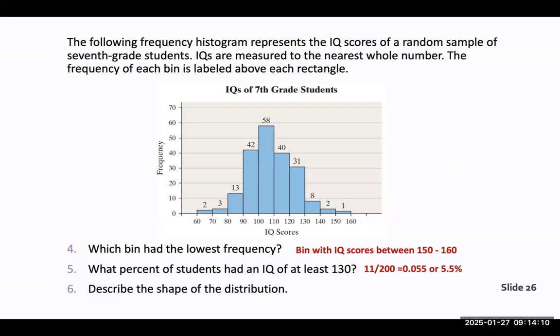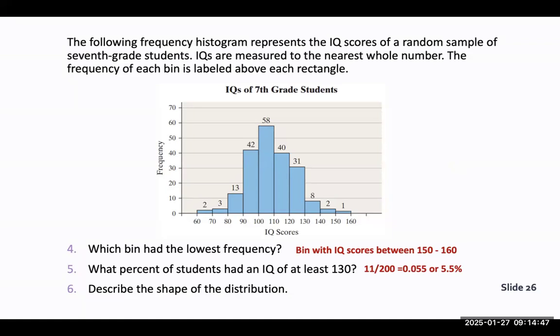Now the question is not how many students, but what percent of students had this IQ. And what we're going to do is take the part over the whole. So we're going to take 11 and divide by how many students there are total, which is 200, and we'll get a decimal. And the decimal is 0.055. If you make that a percent, that means just move the decimal over 2 units and put a percent sign there. So it's about 5.5% of these 200 students had an IQ score of at least 130.